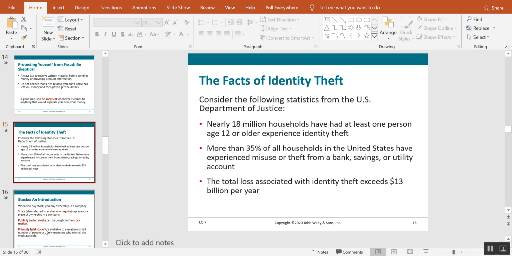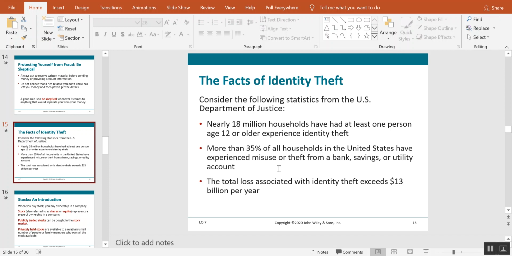The facts of identity theft: these are some very interesting statistics from the Department of Justice. Nearly 18 million households have had at least one person over 12 experience identity theft. That's a lot of people. 35% of all households in the U.S. have experienced a misuse or theft from a bank, savings, or utility account. I can tell you that I have experienced that.